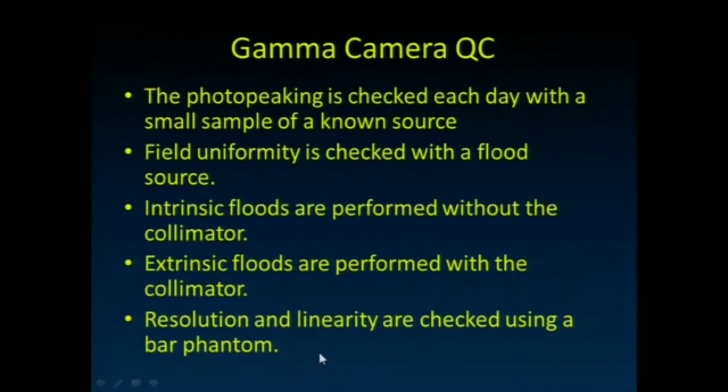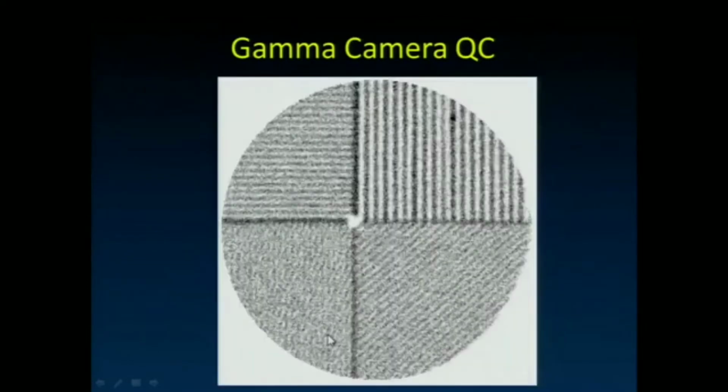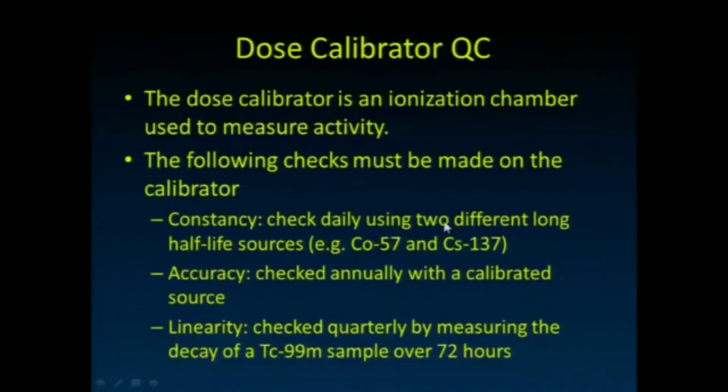We can check our resolution and our linearity using a bar phantom like this. We want to do our dose calibrator check. It's an ionization chamber we're going to use to make sure we check our doses and their appropriate amount before we give them to the patient.